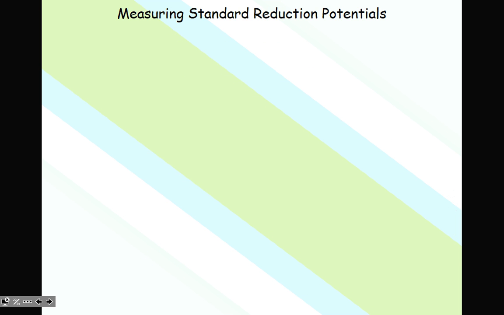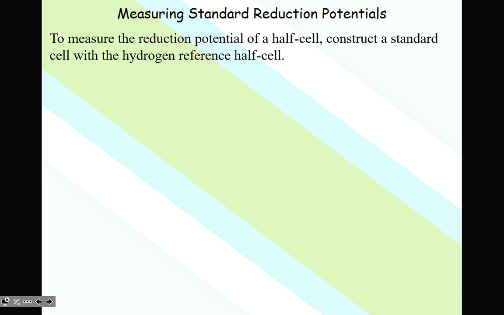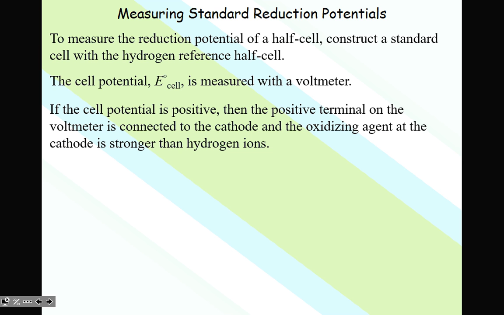So, measuring standard potentials for reduction half reactions. To measure the reduction potential of a half cell, construct a standard cell with the hydrogen reference half cell. The cell potential is measured with a voltmeter. If the cell potential is positive, then the positive terminal in the voltmeter is connected to the cathode, and the oxidizing agent at the cathode is stronger than the hydrogen ions.